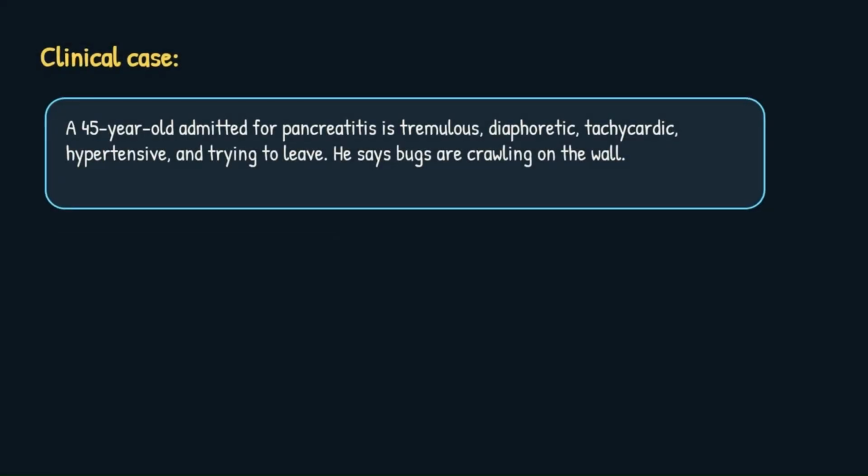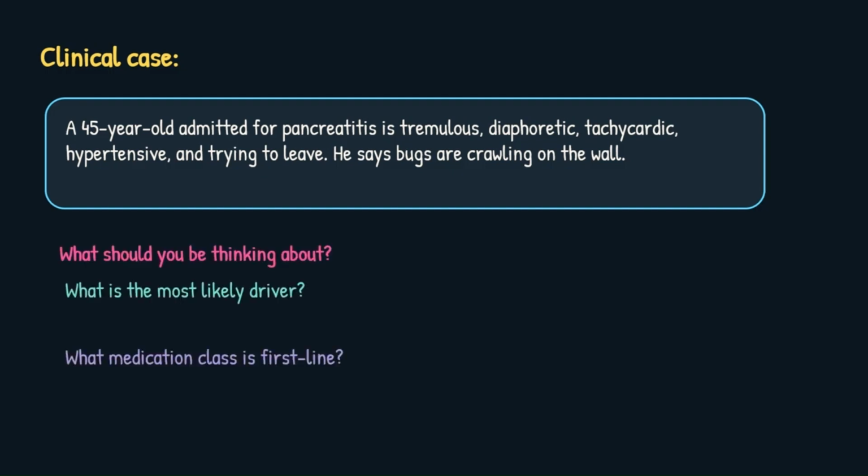You get consulted on a 45-year-old admitted for pancreatitis who is now tremulous, diaphoretic, tachycardic, hypertensive, and he is trying to leave. He says bugs are crawling on the walls and he wants out of there. What should you be thinking about? What is the most likely driver? And what medication is first line? Pause the video and then you will see the answer when you continue.